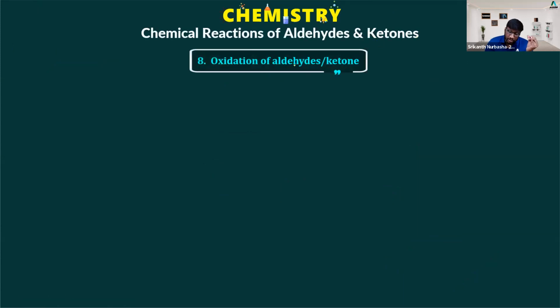The next set of reactions is oxidation of aldehydes or ketones. Aldehydes can be oxidized in the presence of milder oxidizing agents. What are the milder oxidizing agents for aldehydes? If I treat primary alcohols with milder oxidizing agents, I'll get carbonyl compounds. What milder oxidizing agents would you use for primary alcohols? PCC, PDC, anhydrous CrO3. Like that you will be using.